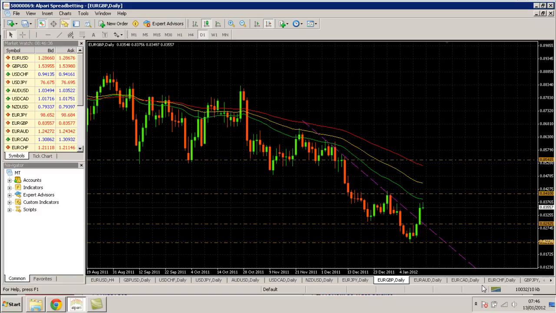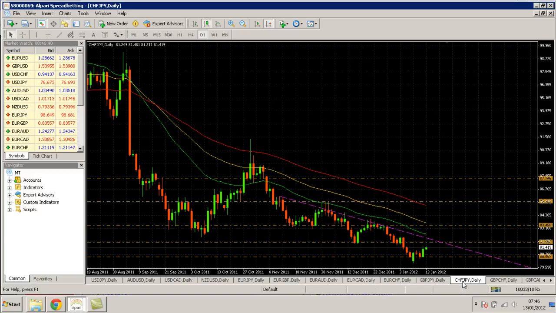So let's have a look at CHF JPY. Okay, so this is the Swissy versus the yen fight. Again, a bit of a trend here. I've drawn a trend line in because I can see it bouncing. The fib cloud tells me that it is indeed moving downwards, and again we'll be looking to see.